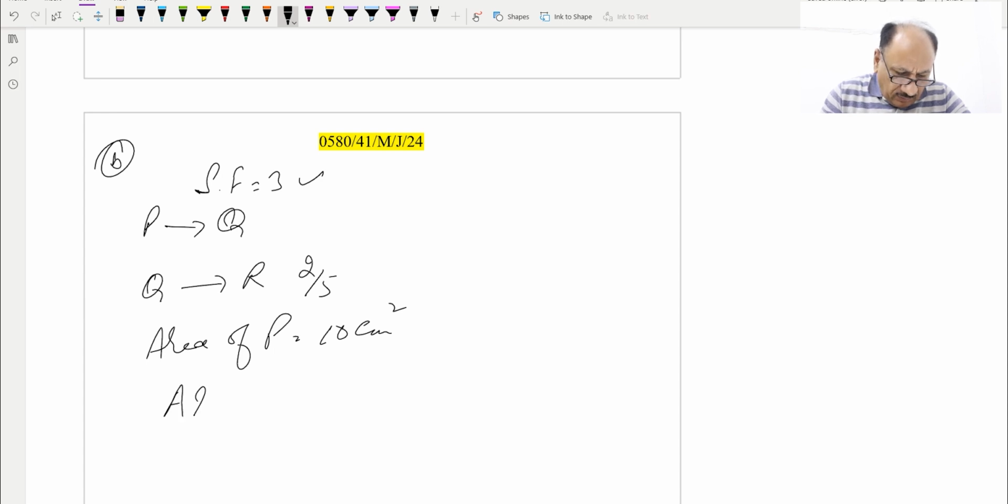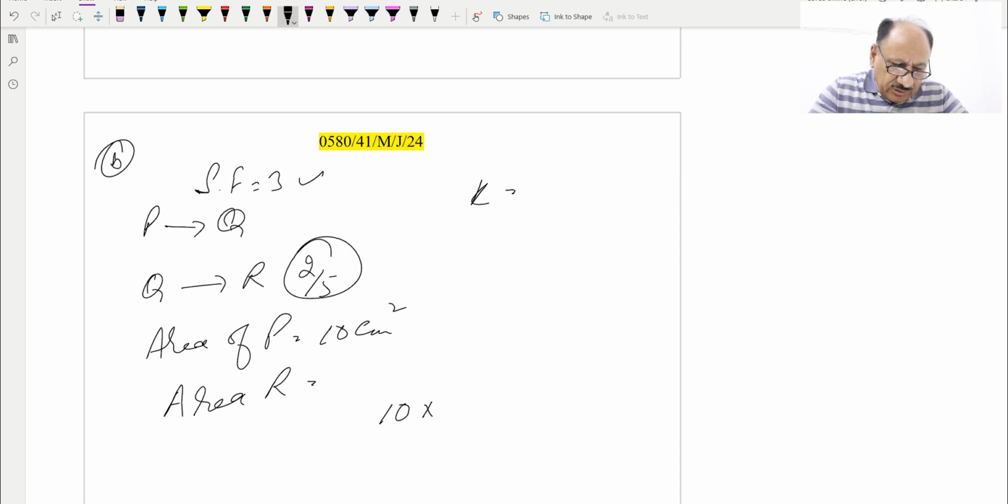So the area of shape R is required. What we will do is take the area of shape P into K, which is basically the factor. From Q to R is 2 by 5, so for K square we will be taking 2 by 5 square, and this we will be multiplying.